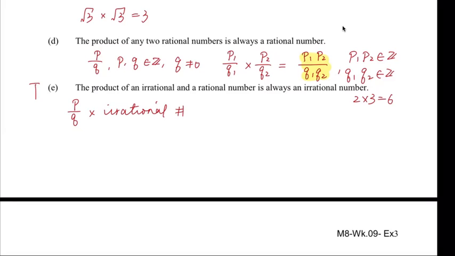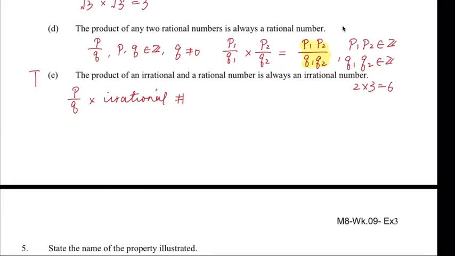Any example? For example, for an irrational number, I always like to use pi. Pi is an irrational number. And a rational number, let's say 2, that becomes 2 pi, right? And 2 pi is still an irrational number. So this statement is true.